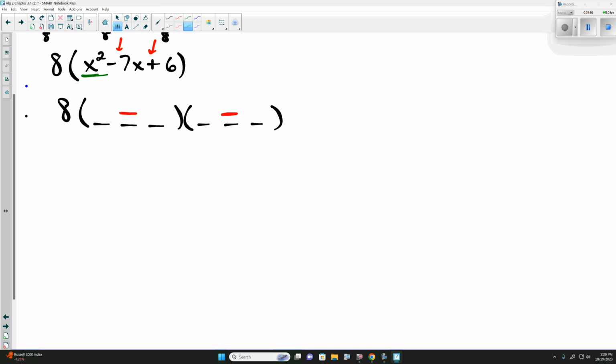Now we need to find the factors of the first and third term. Well, the factors of x squared are x and x. Since there's not a number in front of it besides 1, we just have x and x. Now we need to find the factors of 6. Well, the factors of 6 are 1 and 6, or 2 and 3. So we'll use 2 and 3 first. And then we need to check it.